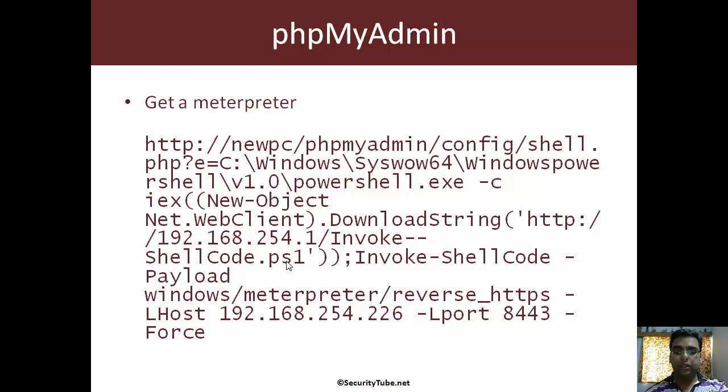Invoke-Shellcode is one of the most useful ways of executing Metasploit shellcode on a Windows machine. It gets executed completely in memory and it never touches disk.